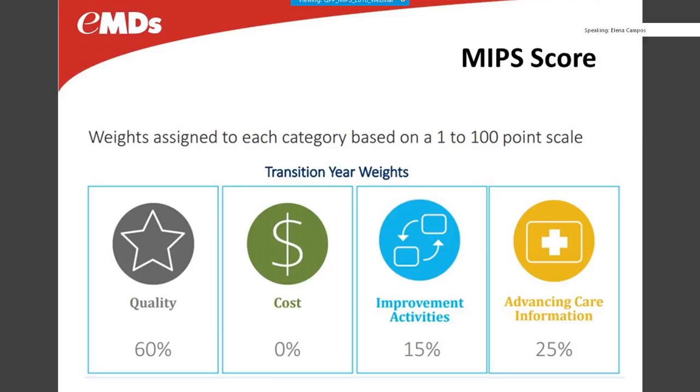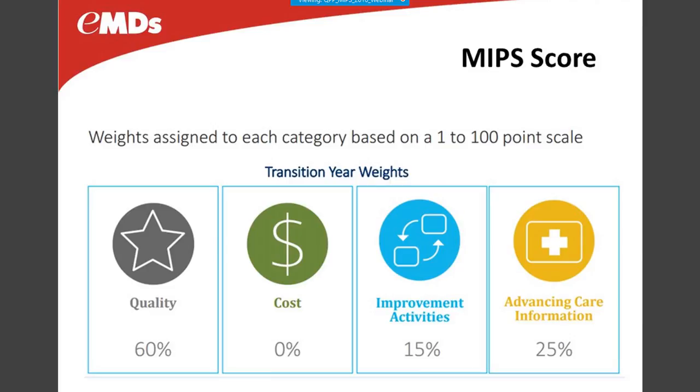A little more detail on the 4 categories for the MIPS score. Under the MIPS program, each clinician will receive an overall score. That score is based on a 1 to 100 point scale, and each of the 4 categories below represents a percentage of that 100 points. So quality for the year 2017 is 60 points. In 2017, the cost category is not going to count toward the overall score. Improvement activities have 15% for 15 points, and advancing care information, or formerly the MU measures, will be 25 points of the overall score.